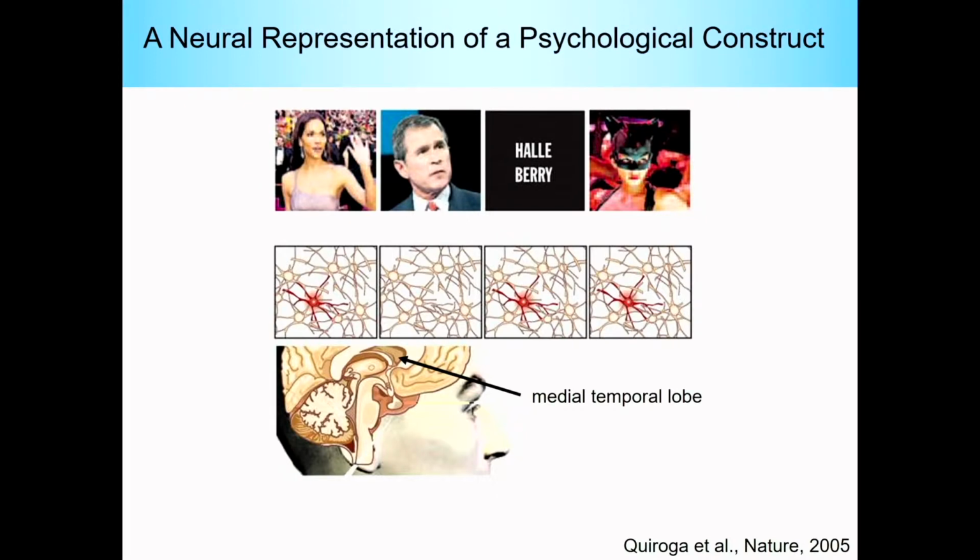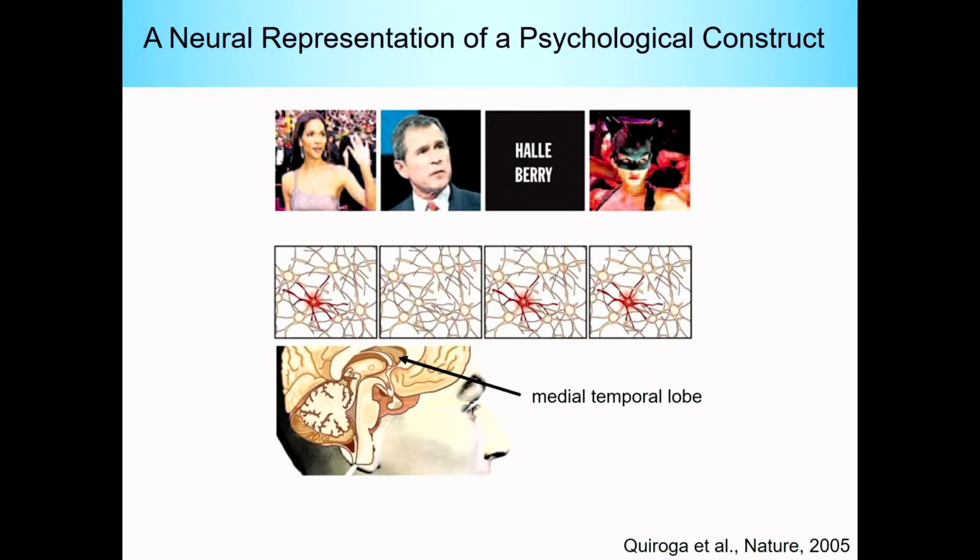So what would happen if you could actually artificially fire just those neurons? Would an image of Halle Berry appear before your eyes? Would you have a hallucination of Halle Berry? Would you think of her name as a sort of memory? How would you recognize that?